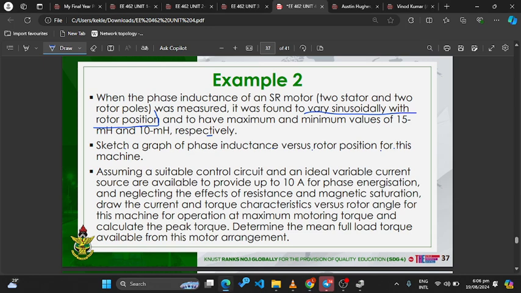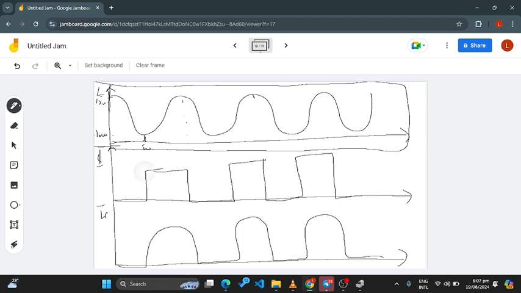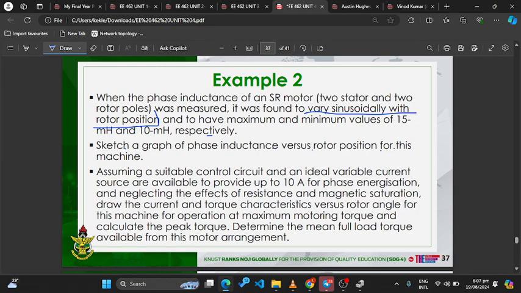Then the next question says, assuming a suitable control circuit and an ideal variable current source are available to provide up to 10 amps for phase energization. Okay, so that's telling me that when my current shoots, that's the maximum current it goes to. So yeah, I come here. I said, okay, this guy over here is 10 amps. Right? Life is not supposed to be difficult every day.